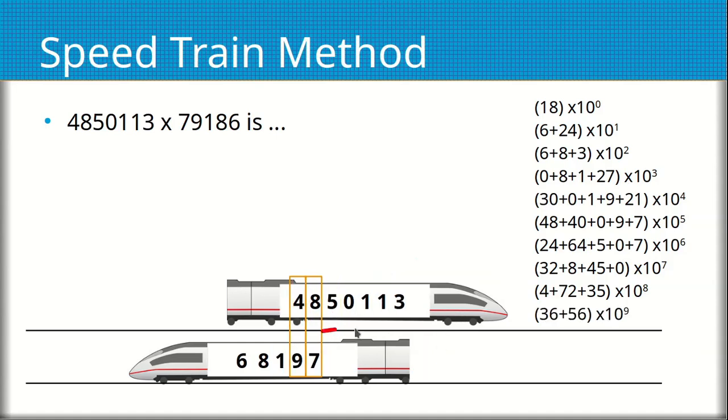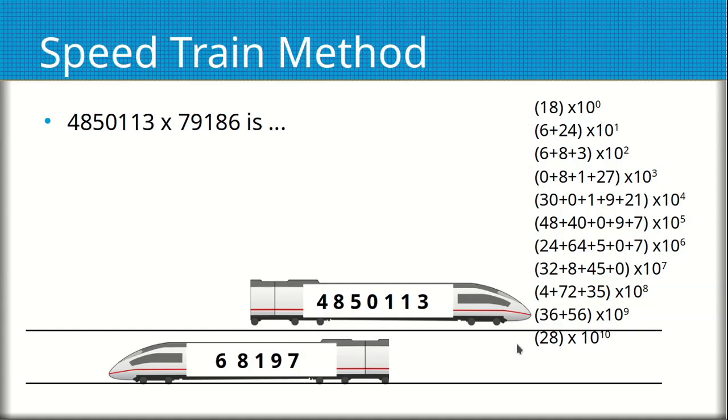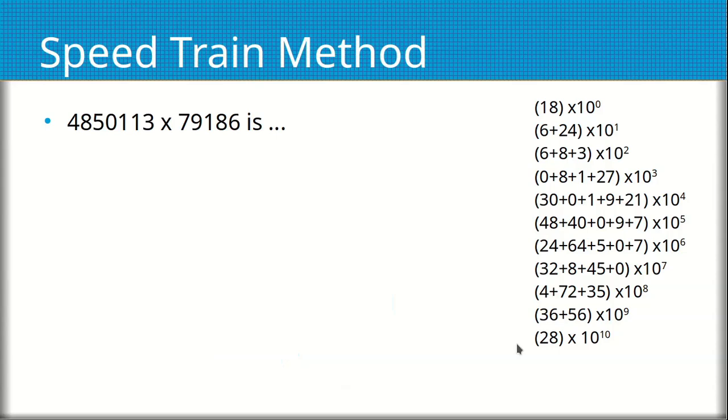Okay. Another one here. We've got 4 times 9, 36. 8 times 7 is 56. And then last but not least, 4 times 7 is 28. Notice we're up in the 10 to the 10 group already, because we've overlapped all of these times. And now the trains have departed. And we have this huge mess to add up. But even though it looks like a mess, it's not that difficult.